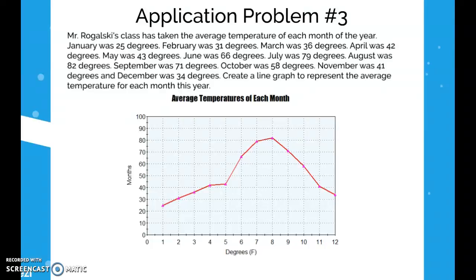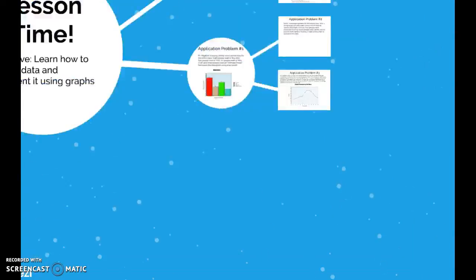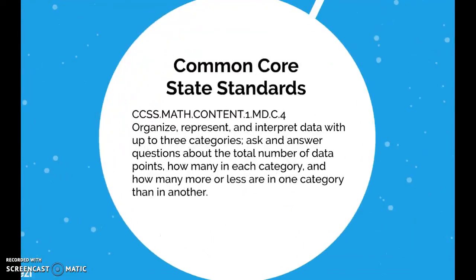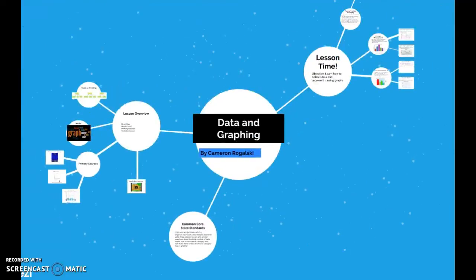You're going to plot each of those degrees above the number month of the year, and then you're going to connect each data point with a line to show the trend in varying temperatures throughout the year. And that is all for the lesson.